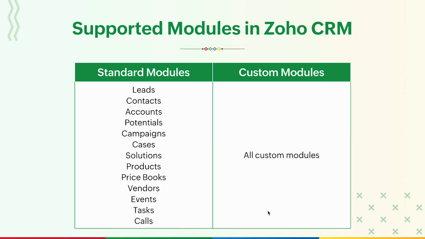Here you can have a look at the standard and custom modules of Zoho CRM that are supported for this integration. So the standard modules include leads, contacts, accounts, potentials, campaigns, cases, solutions, products, price books, vendors, events, tasks, and calls, and all of the custom modules in your Zoho CRM are supported for this integration.